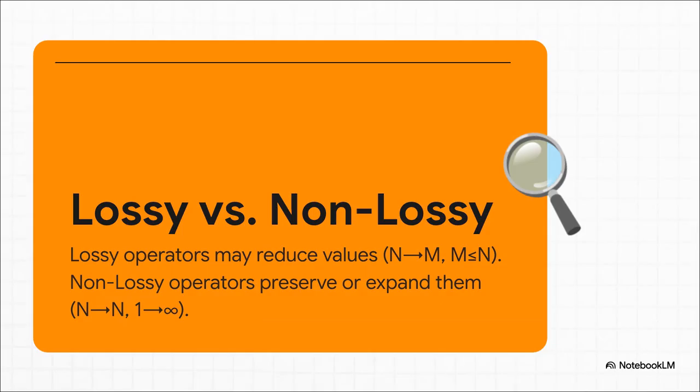So here on the value continent, we find our next big landmark, the line between lossy and non-lossy operators. A lossy operator is basically anything that might reduce the number of values coming through. Think of filtering things out. But a non-lossy operator guarantees it won't drop a thing. It'll either transform each value one for one, or it might even expand one value into many.